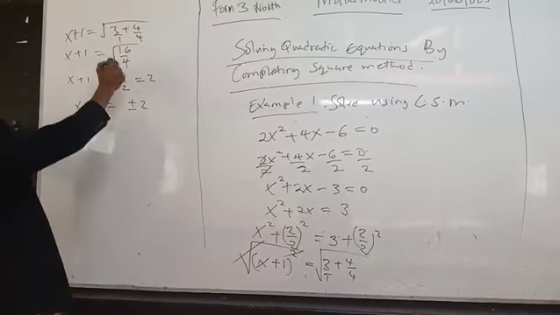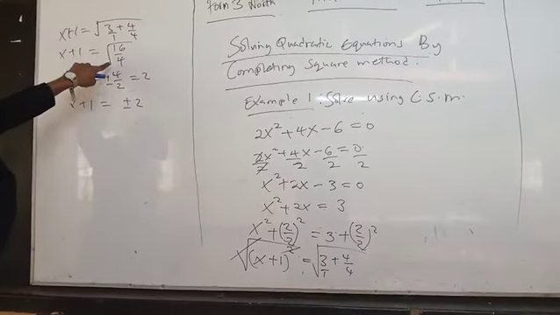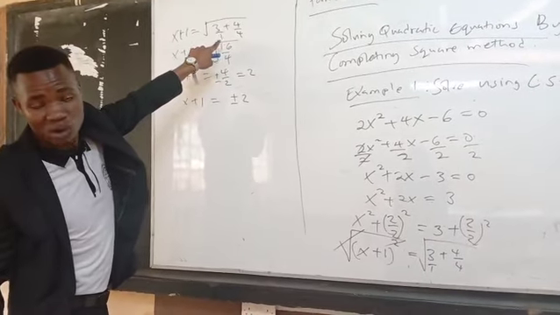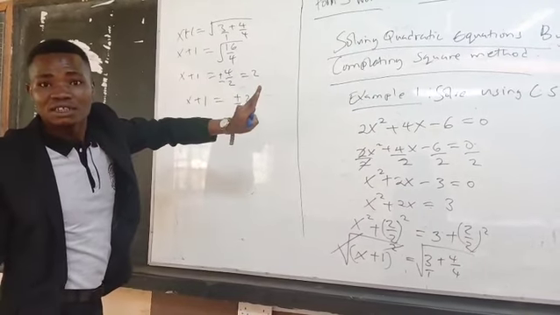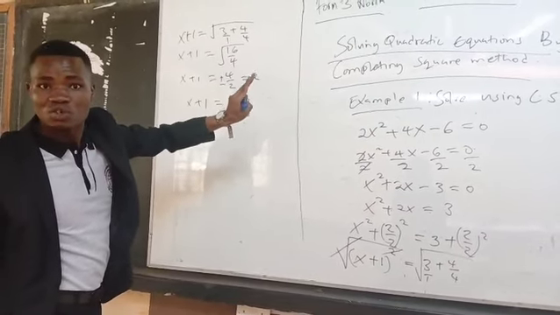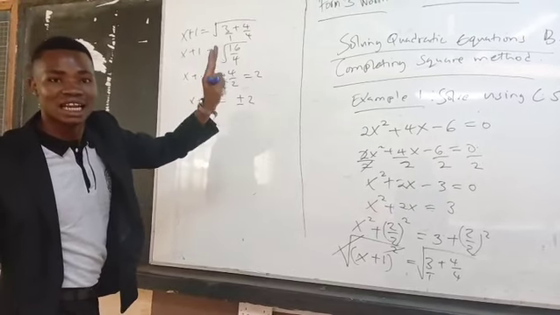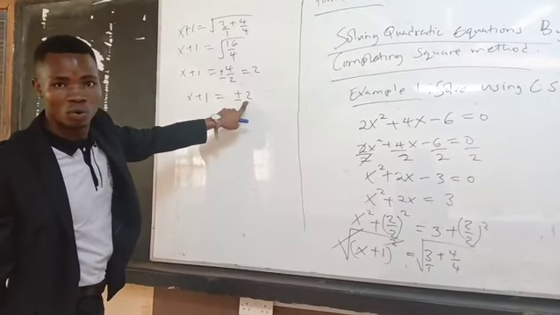Remember, after finding the square root you put plus or minus. Why? Because positive 3 times positive 3 is equal to 9, and negative 3 times negative 3 is also equal to 9. That is why we put plus or minus 2.